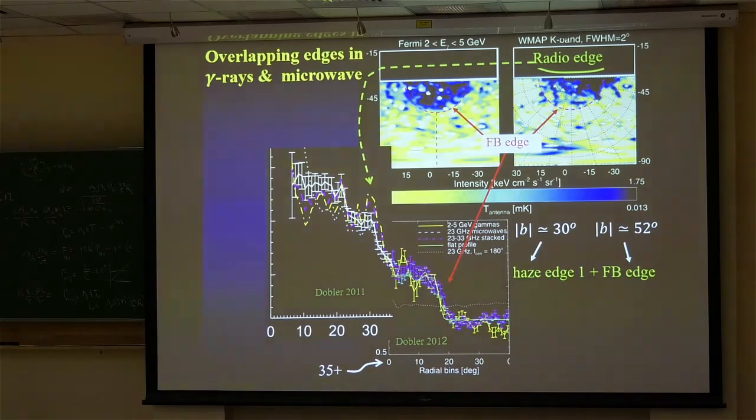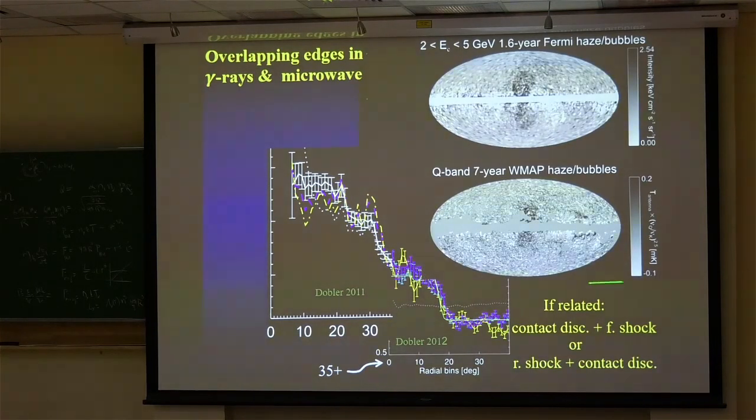And then you see this very clearly in the haze. I think you also see this in the gamma rays. So gamma rays on top, haze on the bottom. And these are the bubbles. So this feature here will be the Fermi bubbles, and these dark lobes are the second edge that we're seeing. They're very pronounced in the haze. I think they're also seen in the gamma rays.